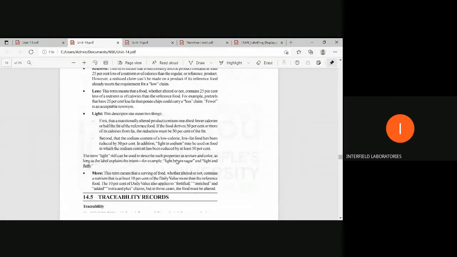Now let us see the traceability. ISO defines traceability as the ability to trace the history, application or location of an entity which is under consideration. So traceability may refer to the origin of materials and parts, the processing history and distribution and location of product after delivery. So traceability is closely linked with product identification.